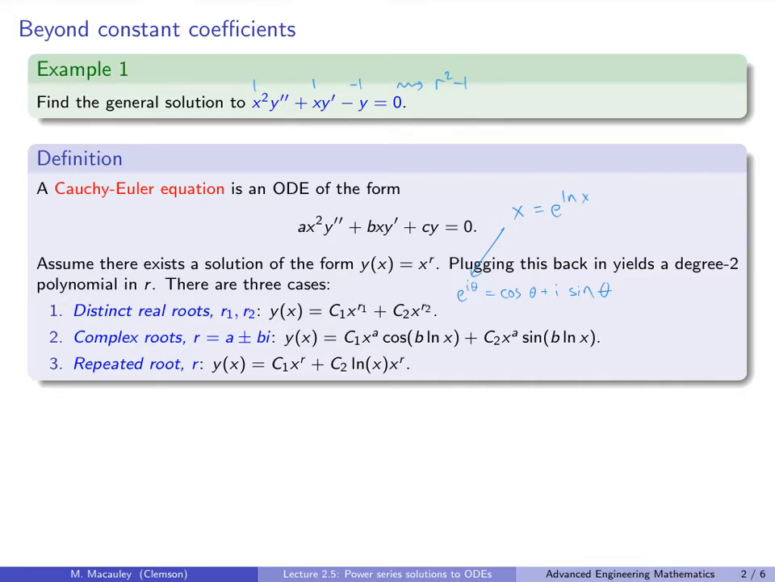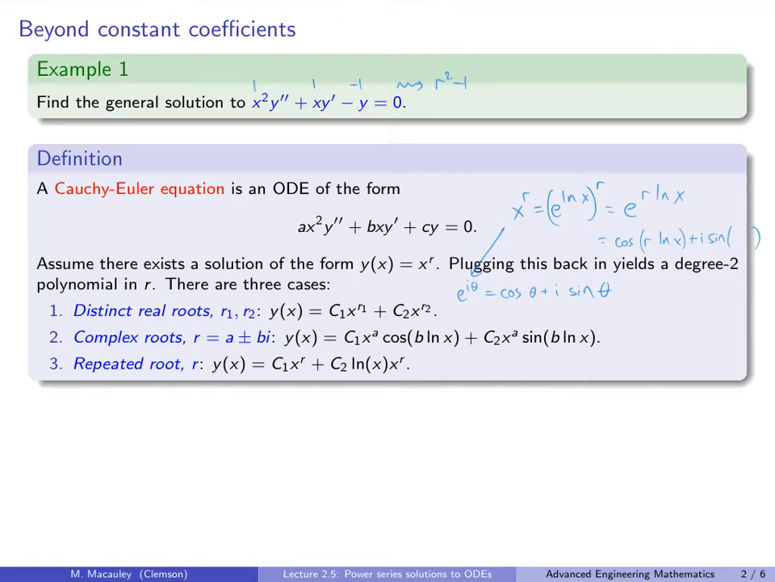So x to the r is e to the natural log of x times r, which is e to the r natural log of x. And now if you use Euler's formula here, you can write this as cosine of r times natural log of x plus i sine of r natural log of x. And that's where this b natural log of x and sine and cosine comes from.